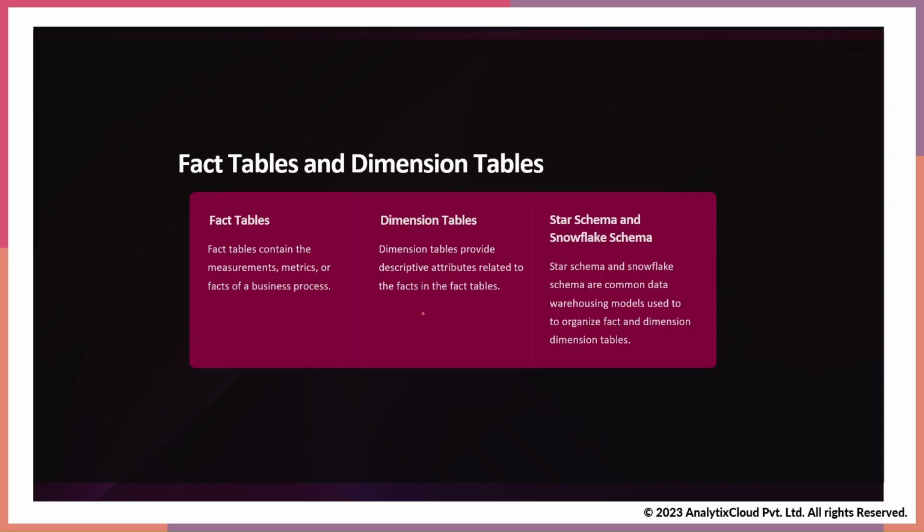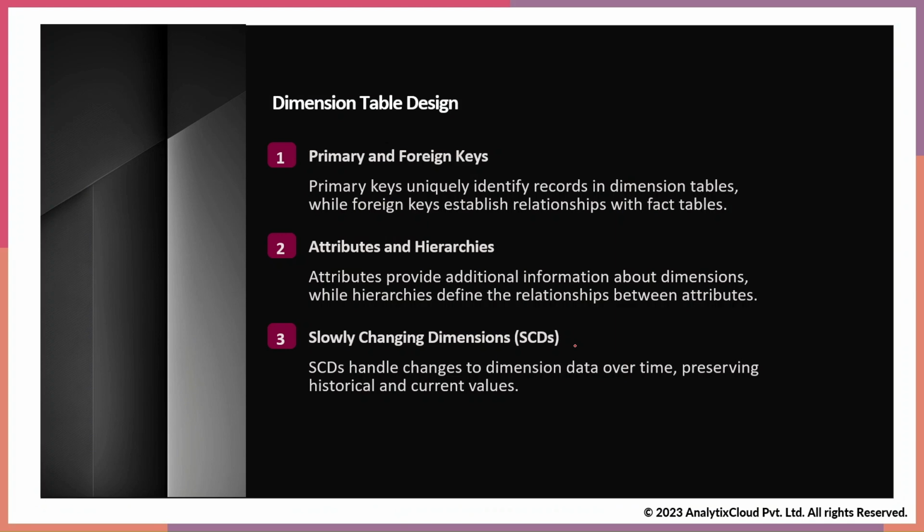So we have understood that fact tables contain the measurements, metrics or facts of a business process, right? Dimension tables provide descriptive attributes related to the facts in the fact table. Now there are two types of schemas which are very common and very important for interviews: star schema and snowflake schema, right? They are used to organize fact and dimension tables. Coming to the next slide, the dimension table design. How do we design the dimension table?